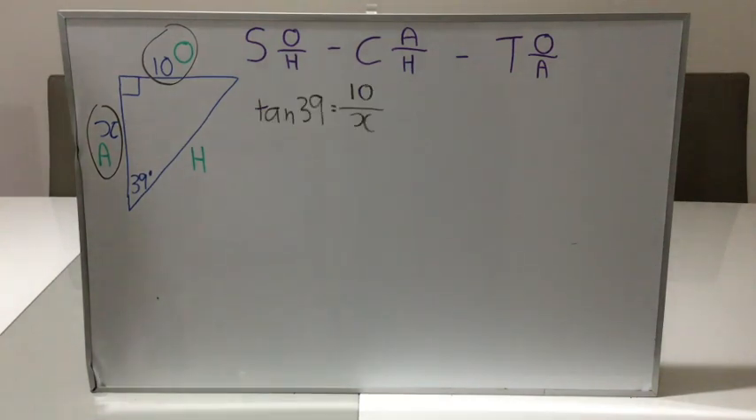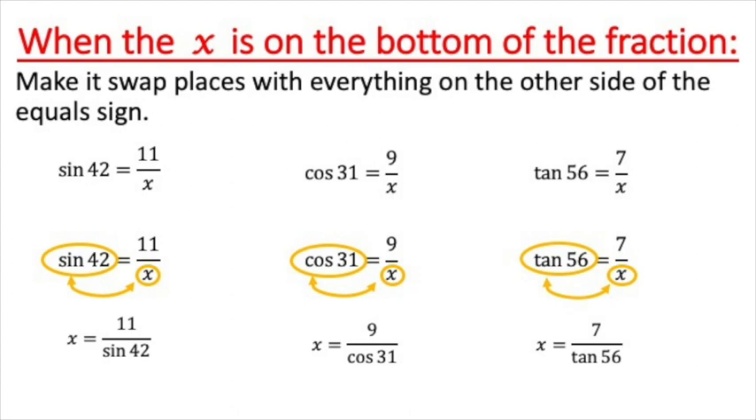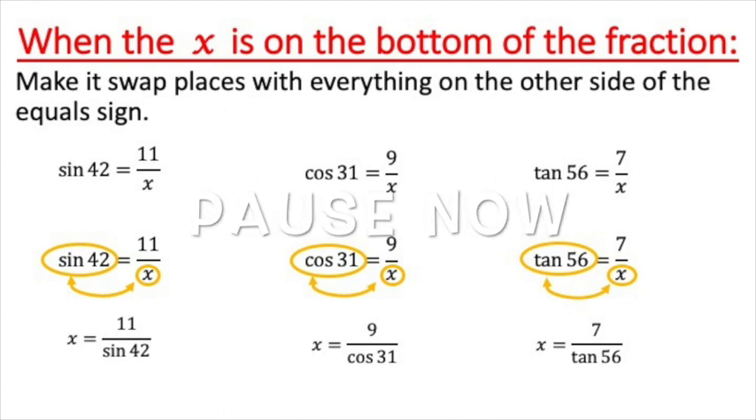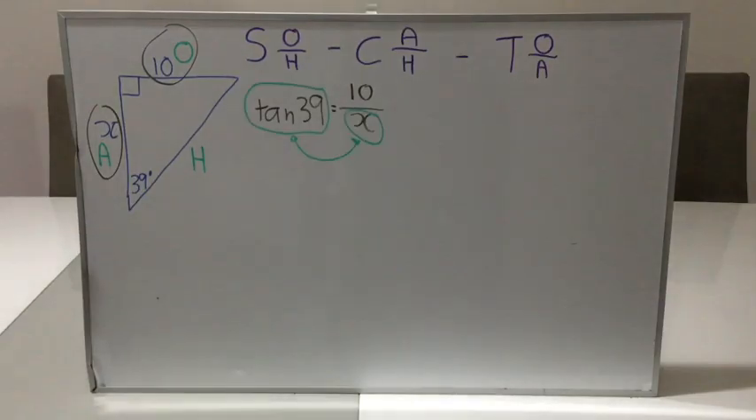Alright, this one is a bit different to the other ones because now the x is on the bottom of the fraction, and that will happen sometimes. But it means that our rules from before don't work anymore. So have a look at this slide. Okay, get this copied down in your book. Here are the instructions for what to do when the x is on the bottom of the fraction. You need to do a swap around or a swap places. So pause it and write that down. Then when you're ready, go back to the question and try and do it with our board example.